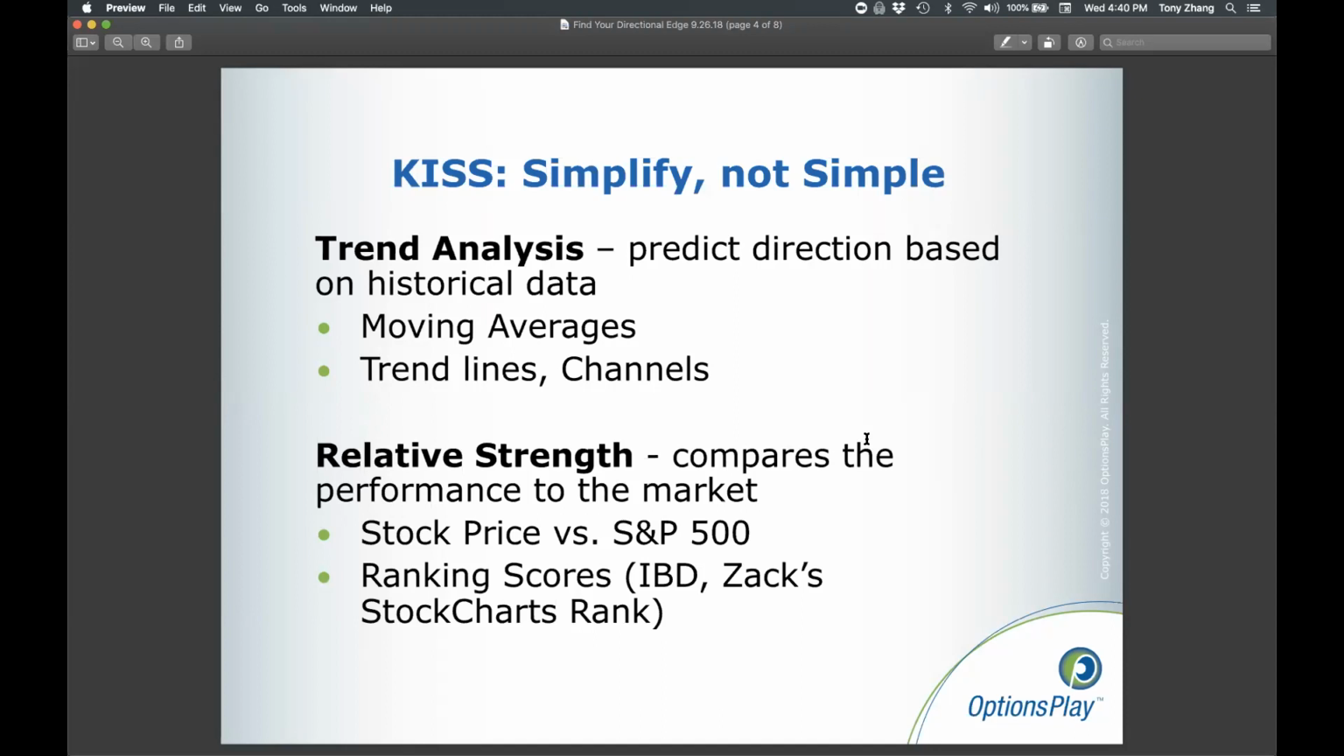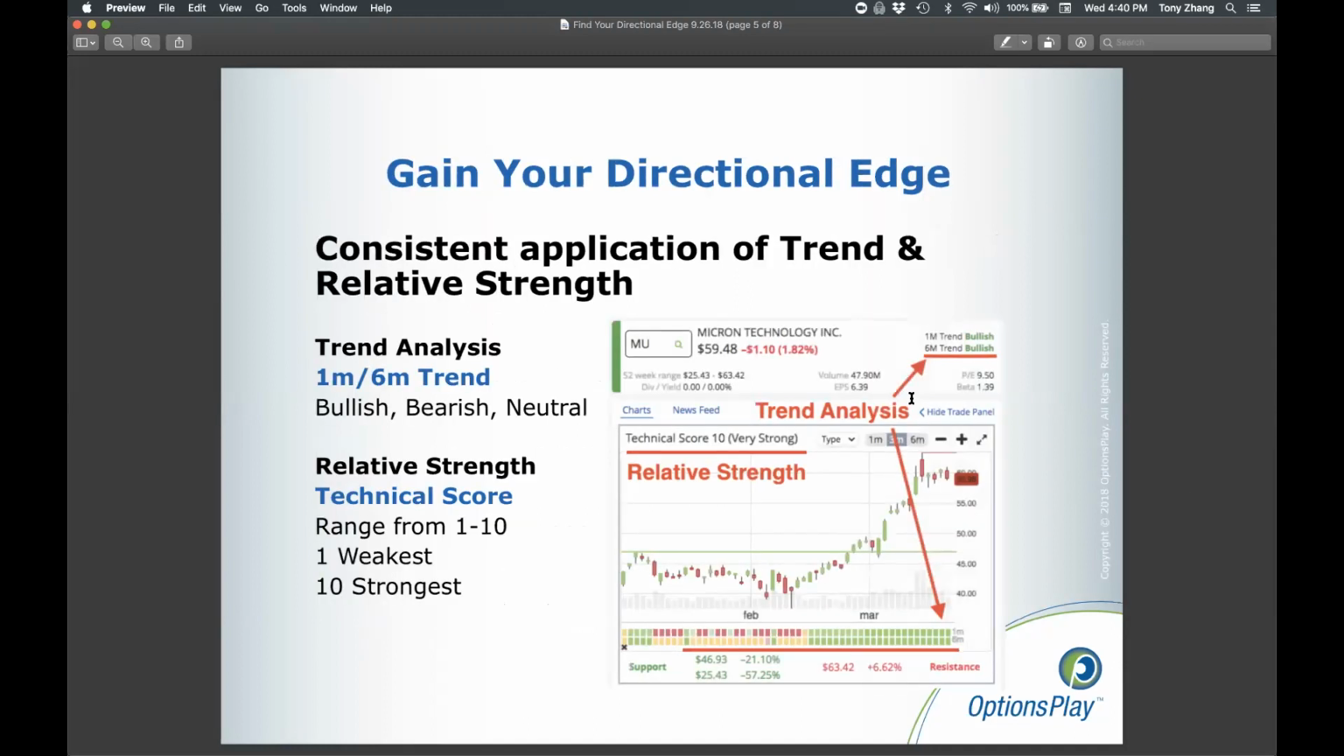So what we want to propose is a combination of these two, trend analysis and relative strength, to help you simplify and cut through the noise and really focus on what really matters, which is what the trend is and what the strength is of each stock. And that alone will help you determine a directional view. Now, how do you actually gain a directional edge from these two indicators?